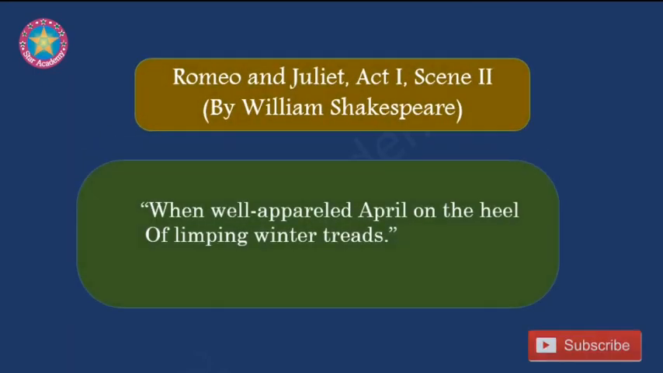Another example from Romeo and Juliet by William Shakespeare. There are two personification examples. April cannot put on a dress, and winter does not limp, nor does it have a heel on which a month can walk. Shakespeare personifies the month of April and the winter season by giving them two different human qualities.